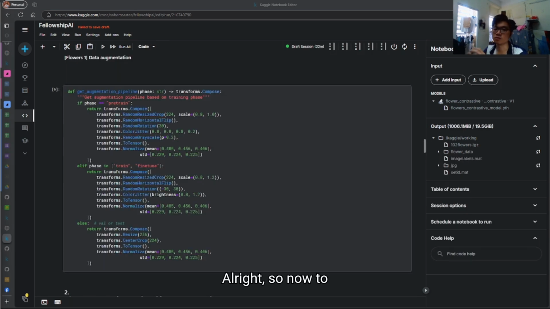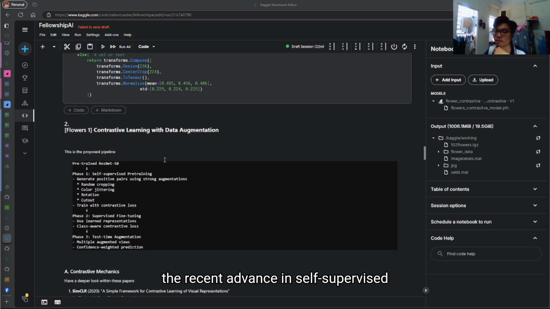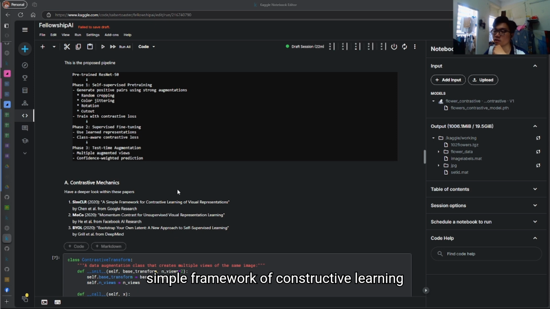Alright, so now to address the problem of imbalanced data, I have developed a three-phase approach inspired by recent advances in self-supervised learning. Those are SimCLR, a simple framework for contrastive learning of visual representations from Google Research. This paper introduced the fundamental concepts of contrastive learning with data augmentation, and demonstrated the importance of strong augmentation for self-supervised learning. The second one is MoCo, Momentum Contrast for Unsupervised Visual Representation Learning.